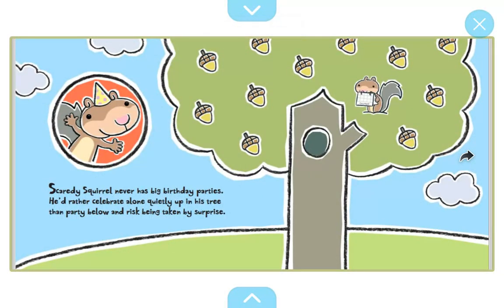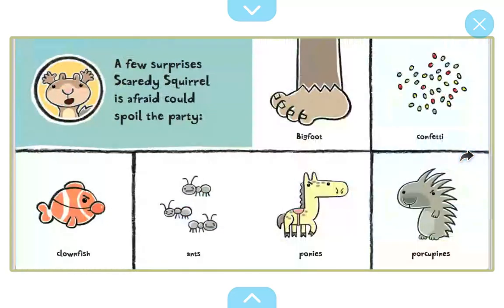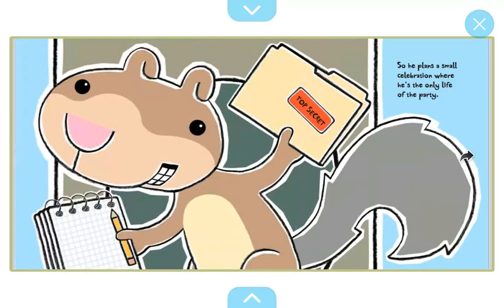Scaredy Squirrel never has big birthday parties. He'd rather celebrate alone quietly up in his tree than party below and risk being taken by surprise. A few surprises Scaredy Squirrel is afraid of could spoil the party. Bigfoot, confetti, clownfish, ants, ponies, porcupines. So he plans a small celebration where he's the only life of the party.